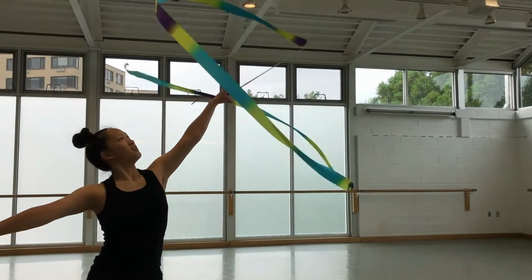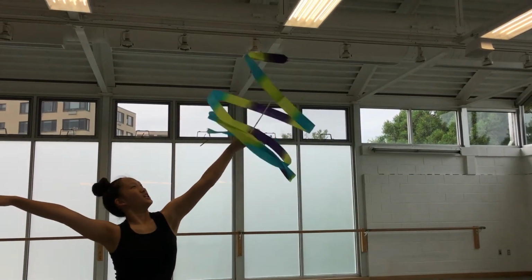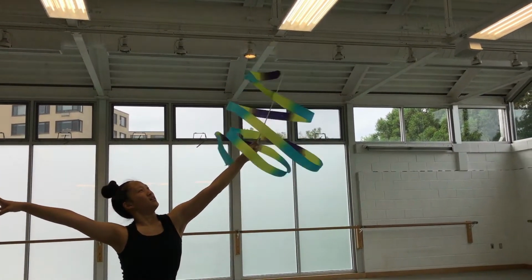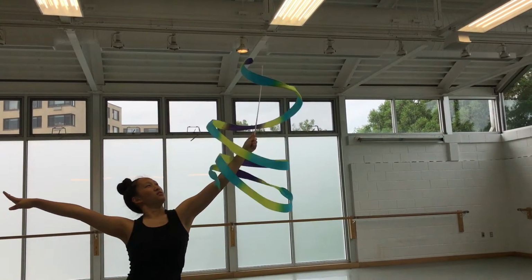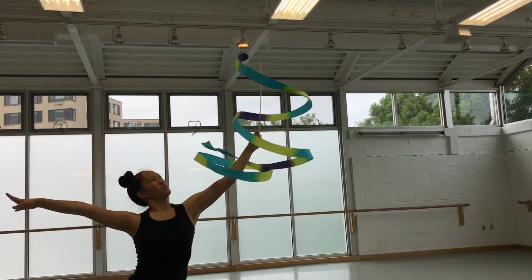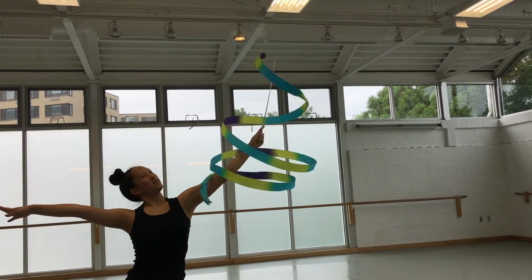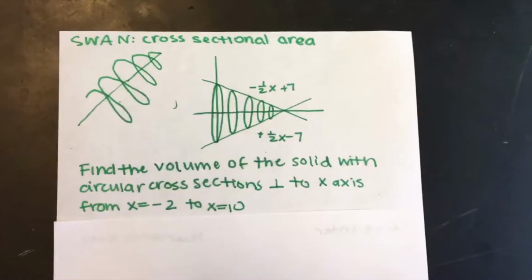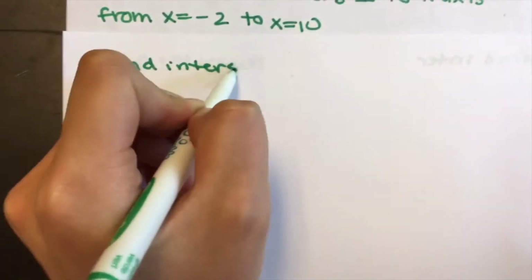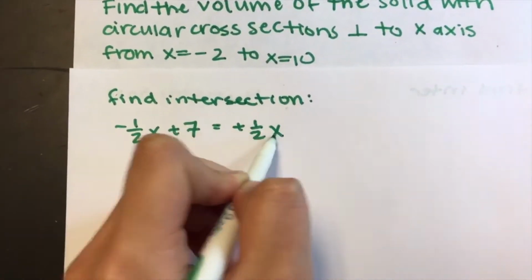Ribbon is one of the pieces of equipment that we use in rhythmic gymnastics. As shown in the video, Lily is making spirals around the ribbon stick. Because the size of the spirals gets smaller the farther you move up the stick, we can describe the shape of the spiral using two functions. Then we can find the volume of the solid the ribbon makes by summing up infinite circular cross-sections perpendicular to the x-axis from x equals -2 to x equals 10.